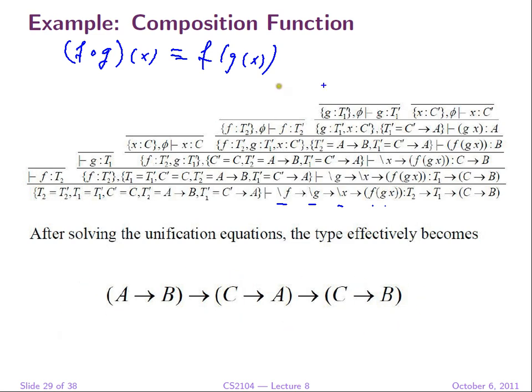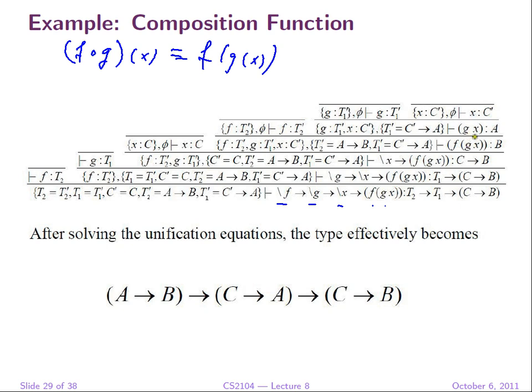So we do the same kind of inferences. We're going to assume that g has type t1 prime, x has type c prime, and I'm putting all these primes because in the end I want to get this nice type. So I sort of worked it out backwards, and I'm naming the types so that in the end I get a nice type later. So g, I'm seeing it for the first time, I'm going to assume it's of type t1 prime. x, I'm seeing it for the first time, I'm going to assume that it's of some type c prime.